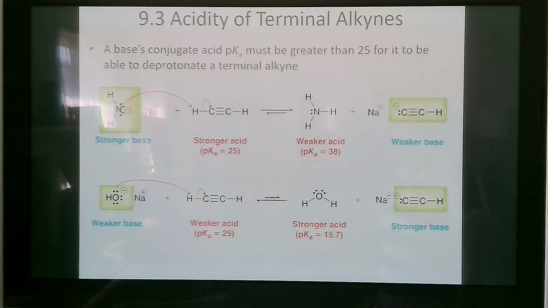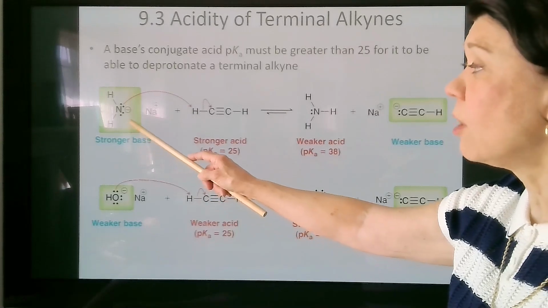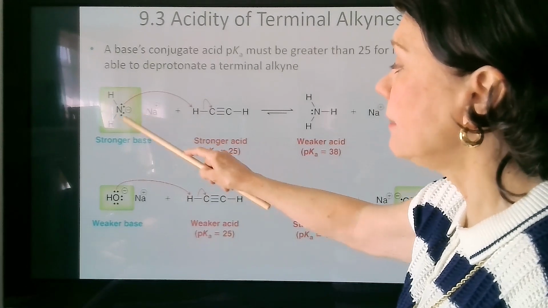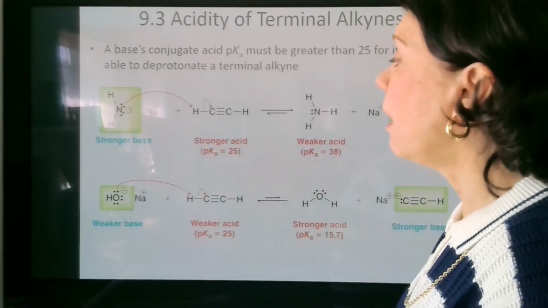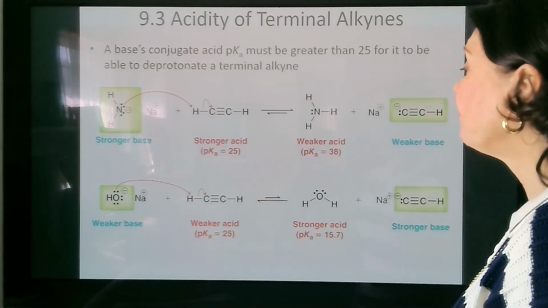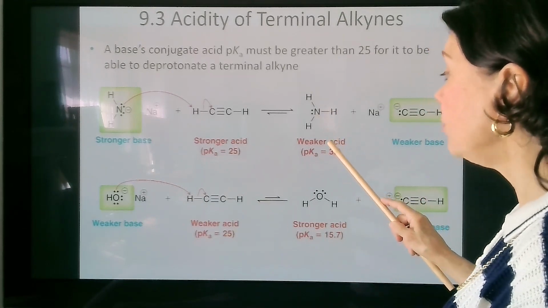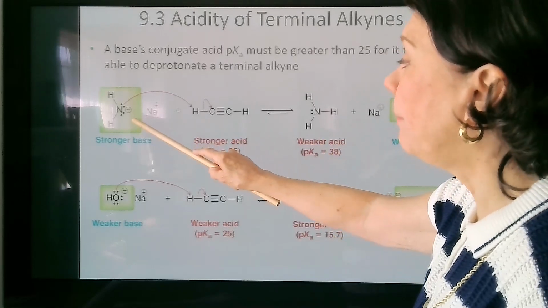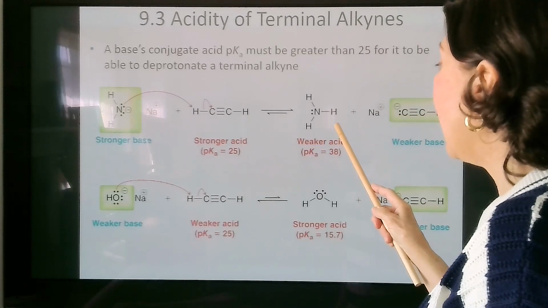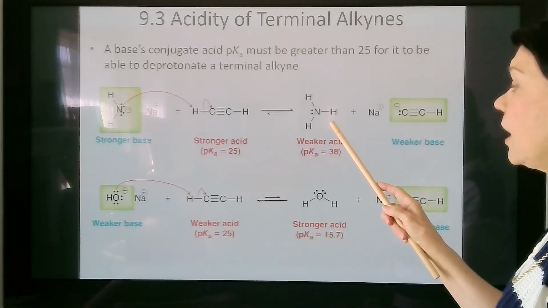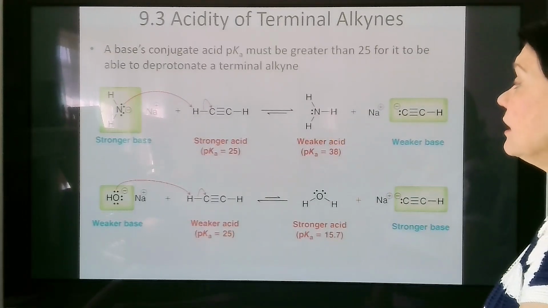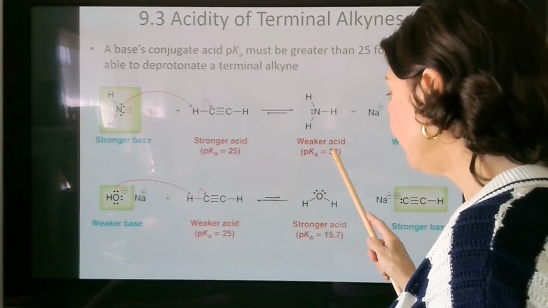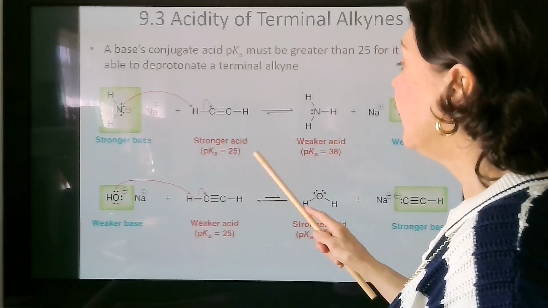So the acidity, let's look at this. Now here we have a very strong base. This is sodium amide, okay? Amide is NH2 minus, and this is a very strong base. That's because ammonia is a very weak acid. So there's a huge tendency for this base to pick up a proton and become this very stable molecule, ammonia, NH3.